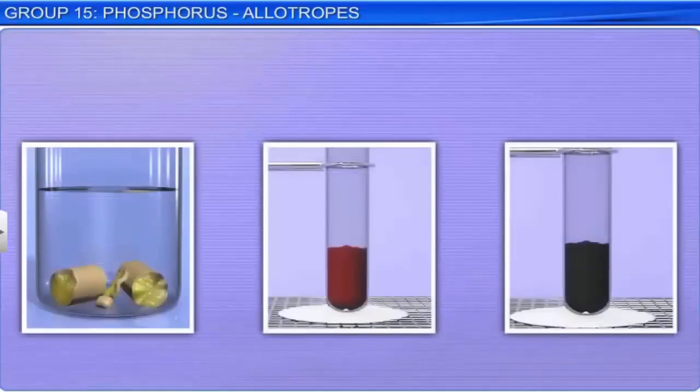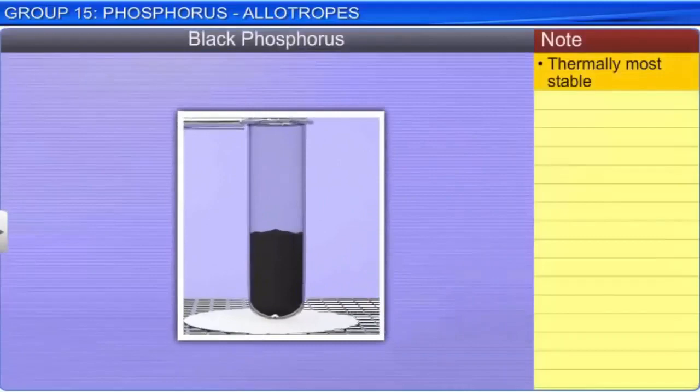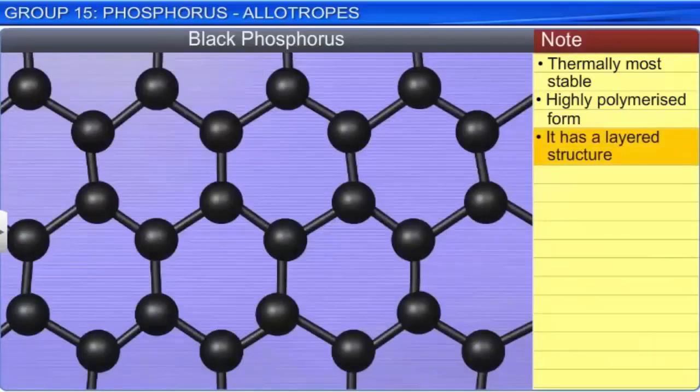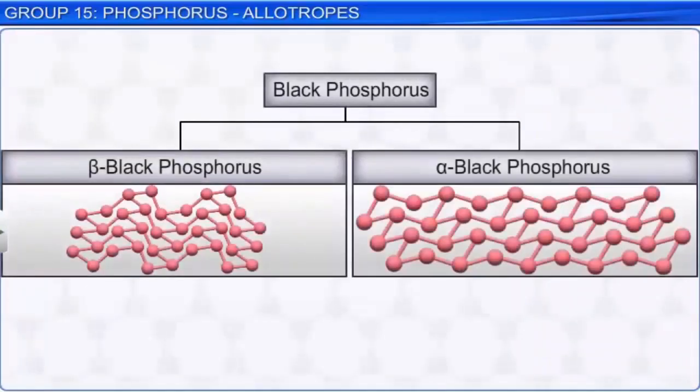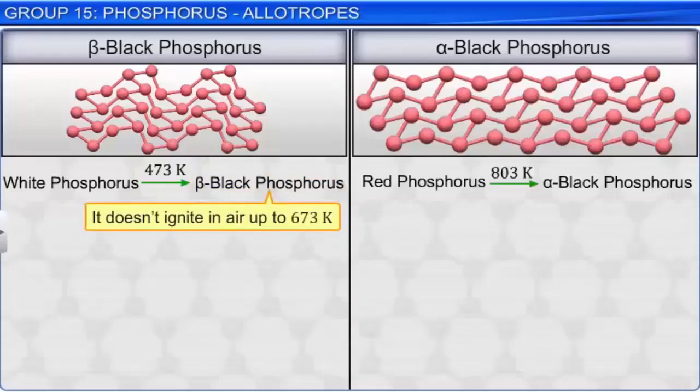The other principal allotrope and thermally the most stable is black phosphorus. It is a highly polymerized form of phosphorus. It has a layered structure. It exists in two forms, namely alpha-black phosphorus and beta-black phosphorus. When white phosphorus is heated at 473 Kelvin, under high pressure, it forms beta-black phosphorus. It doesn't ignite in air up to 673 Kelvin.